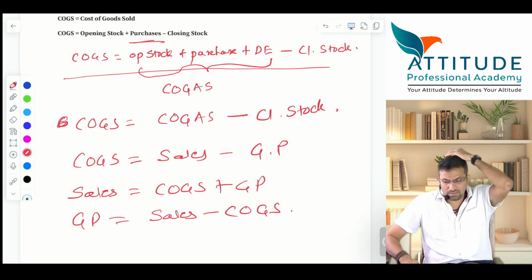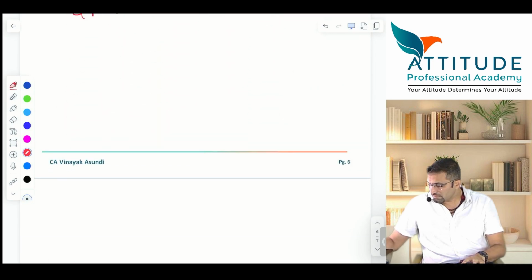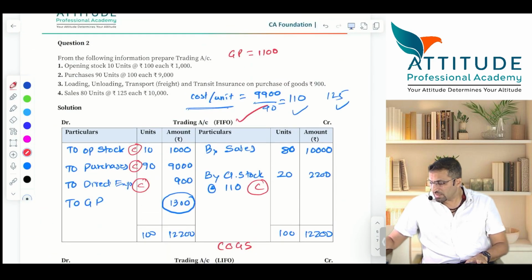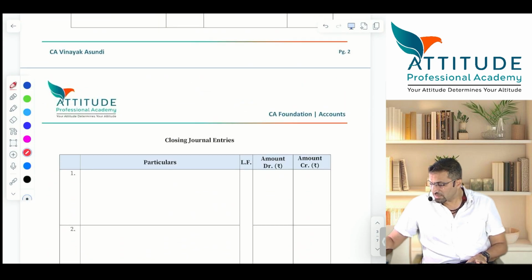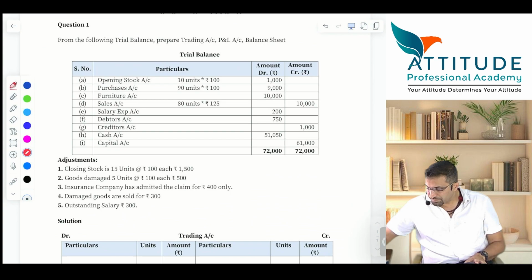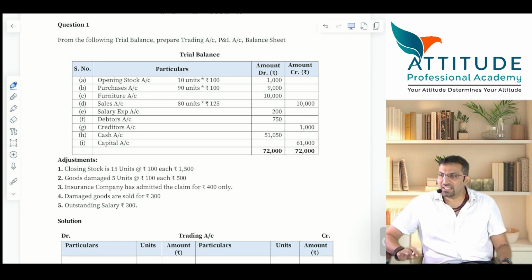Next. Shall we proceed? Okay. Now, there is one more sum. Now this is an interesting sum. Okay. Question number 1. I'll read it for you first. I'll give you time to copy also. Have a look at it.